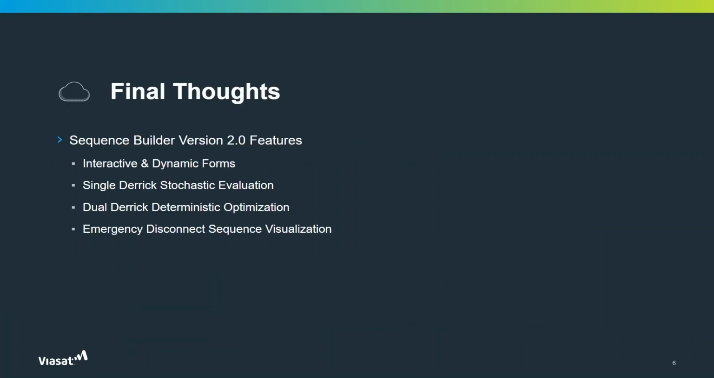The interactive dynamic questions, which are based on previous user answers, a single direct stochastic display of the operational sequence, improving the decision-making process to account for part of the natural uncertainty associated with rig performance in different operations. The dual direct optimization tool, which allows the user to model dual direct rigs, and an EDS visualization feature, where the user will be able to see all the appropriate EDS for all relevant operations.